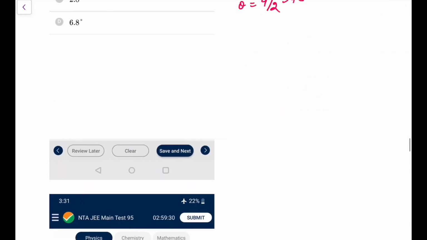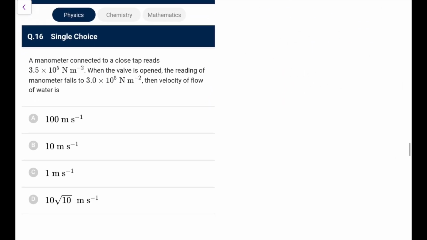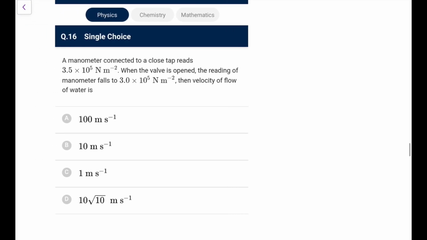So it's a nice question. And next one: a manometer, that is a pressure measuring device, connected to a closed tap, reads this much. When the valve is open, the reading of the manometer falls to this. The velocity of flow of water is, okay, so what is the velocity of the flow of water?